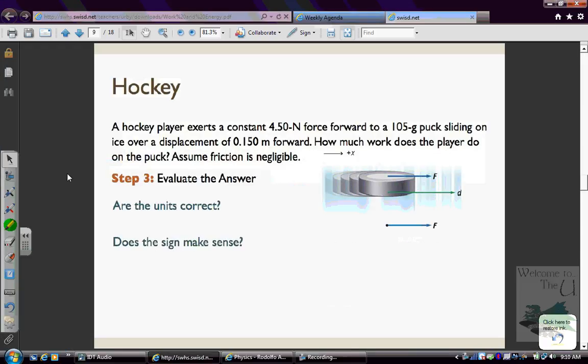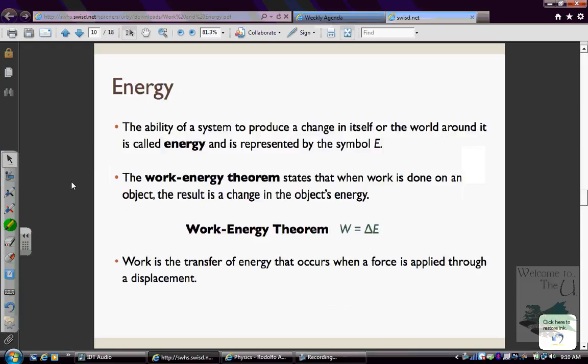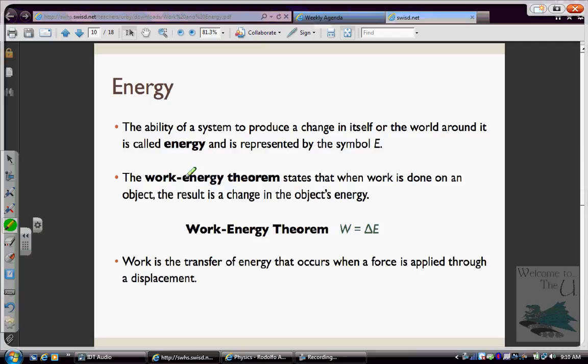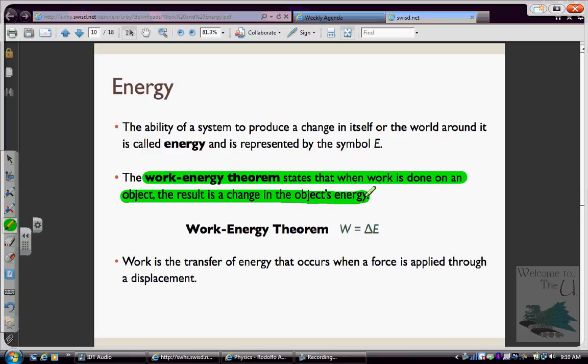Okay, so let's go ahead and make sure that we cover energy now. So that was work, and work and energy are related. There's something called a work-energy theorem that basically states that when work is done on an object, the result is a change in the object's energy. So if you add work to something, you're increasing its energy. And the equation for that is right over here. Work equals your change in energy. And you have to kind of think about work as a way of transferring all of the energy that you're putting in from your force into the actual change in energy.